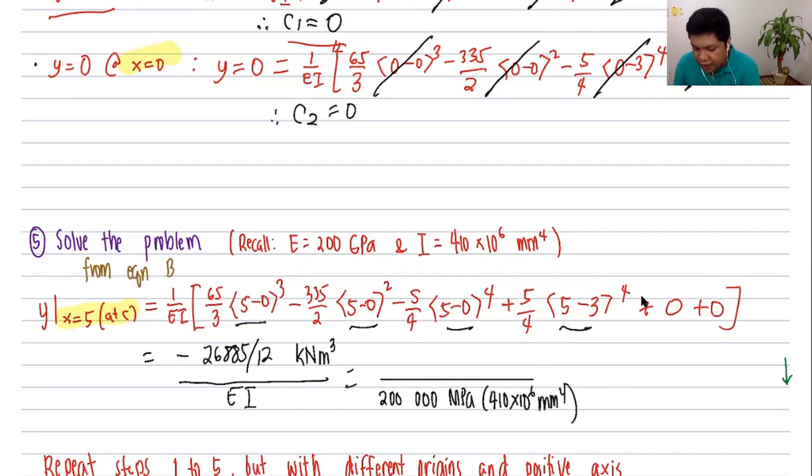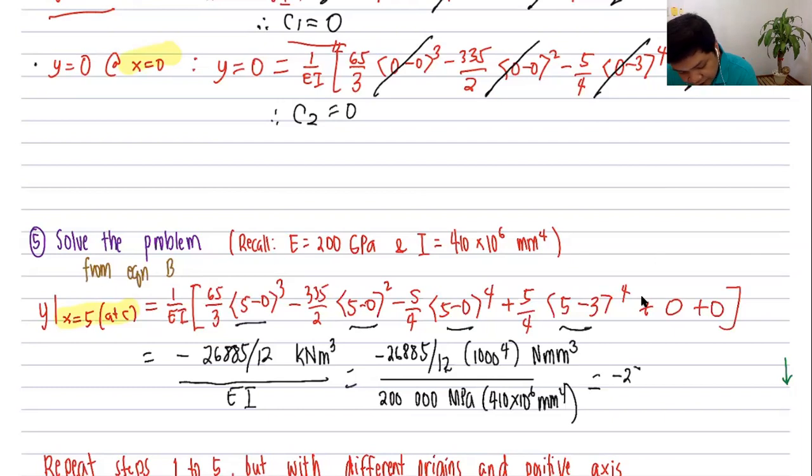So I need to convert kilonewton meter cube into Newton millimeter cube. How do I do that? To convert kilonewton meter cube into Newton millimeter cube, I just need to multiply this by 1,000 raised to 4. So that's Newton millimeter cube. My final answer, kindly confirm, is negative 27.3 mm or 27.3 millimeters. The arrow is there, downward. Okay?